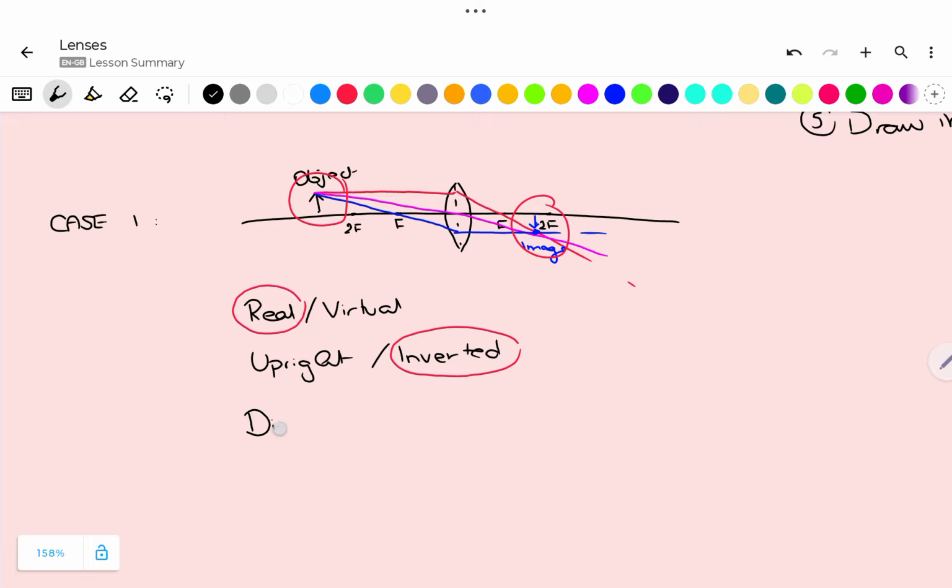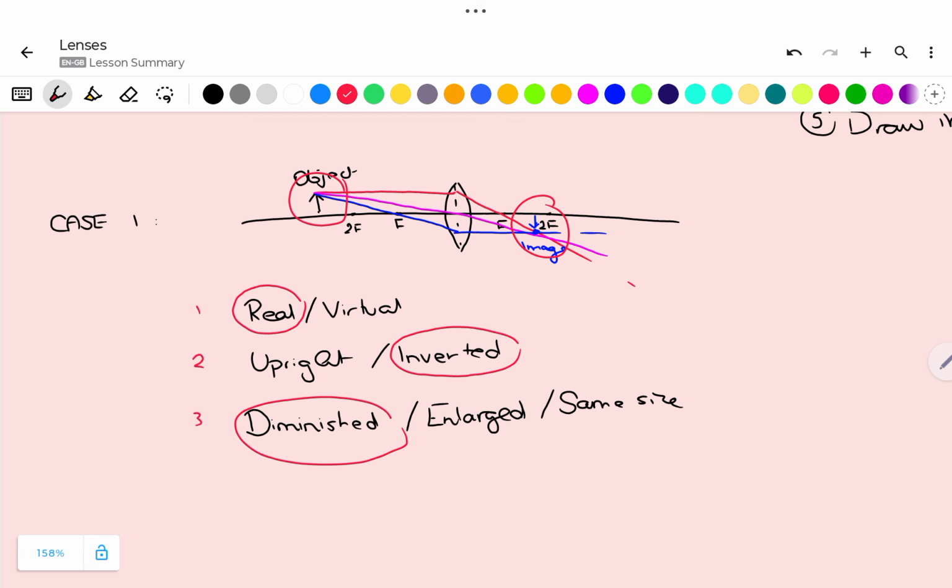The third thing which I need to know, is it diminished? Diminished means smaller. Enlarged, which means bigger. Or same size. As you can see, the blue arrow is a bit smaller than the actual arrow. So I'm going to write diminished. Those are the three things you have to write every time you form an image.